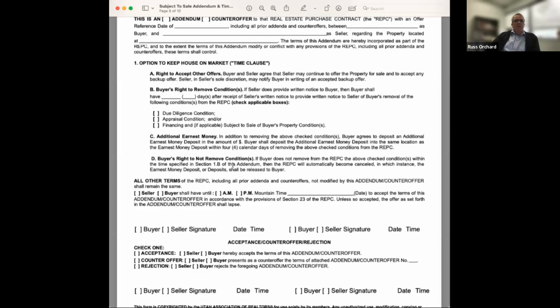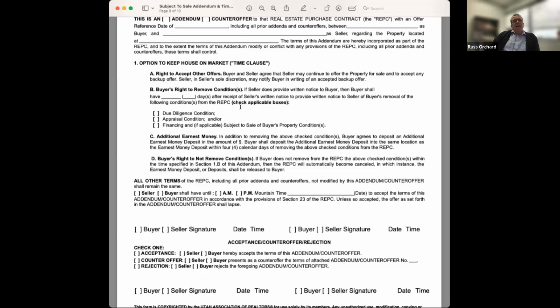So if the buyer does not remove from the REPC the above checked conditions within the time specified in section 1.b of the addendum, then the REPC will automatically become canceled, in which instance the buyer's earnest money deposit or deposits shall be released to the buyer. So on this again, just keep in mind the timeframes, the days. So many days after receipt of the seller's notice is going to be back to day 1, day 2, day 3. So if I got it today, then tomorrow's day 1, day 2, day 3, and it's by 5 p.m.